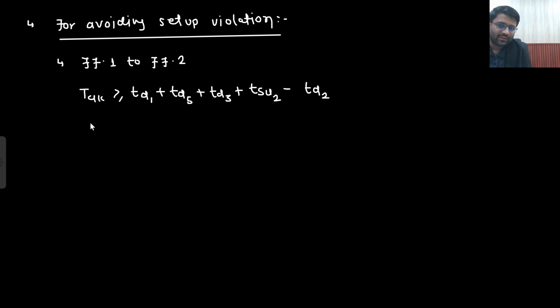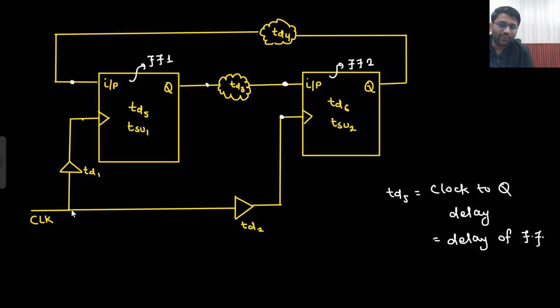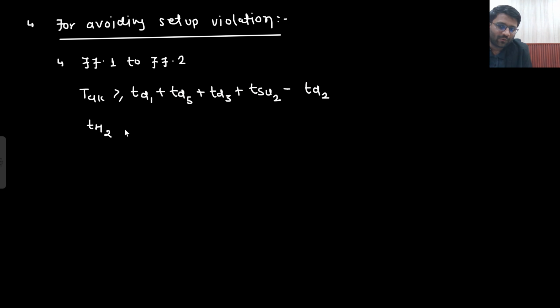What will be your whole equation? The whole equation of flop 2, because we are moving from flop 1 to flop 2. So now the whole time of flop 2 should be less than or equal to TD1 plus TD5 plus TD3, minus TD2. That's it. This is the one scenario we have done.